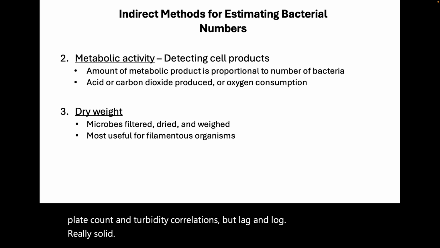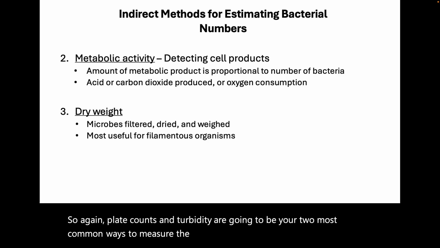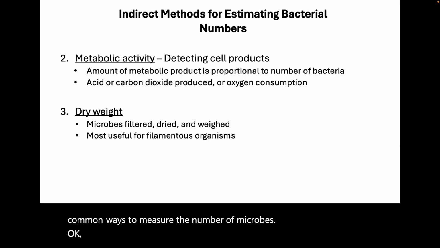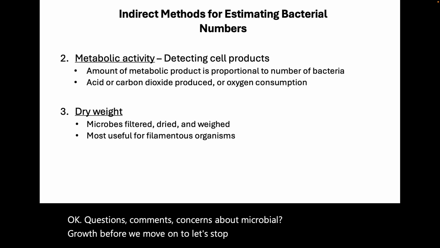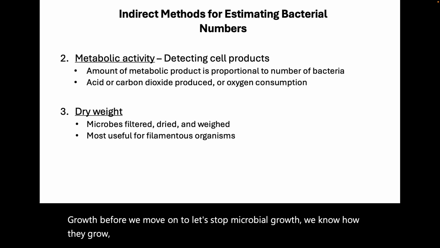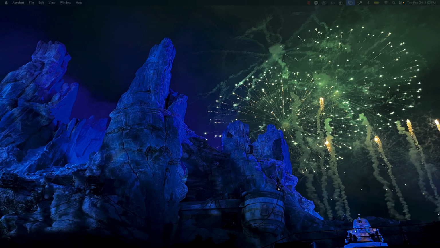So again, plate counts and turbidity are going to be your two most common ways to measure the number of microbes. Okay. Questions, comments, concerns about microbial growth before we move on to stopping microbial growth? We know how they grow, let's figure out how to stop them. Chapter 7.